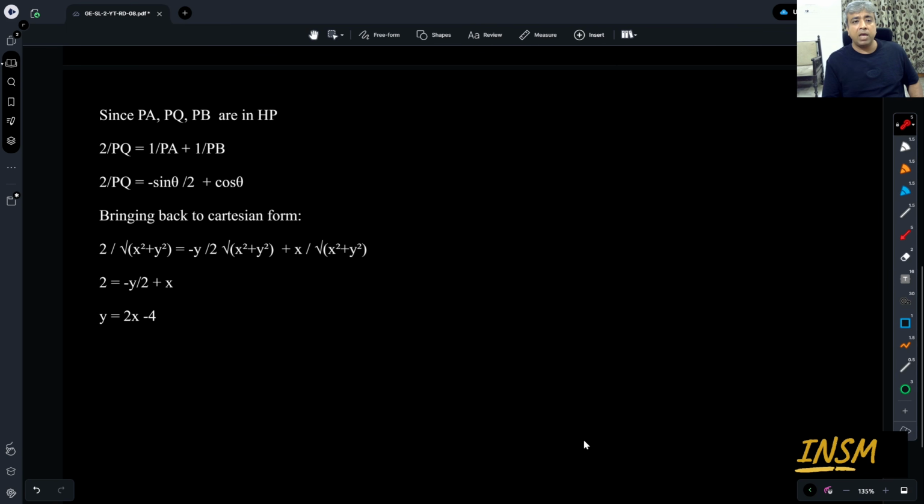So since PA, PQ, PB are in HP, 2 upon PQ should be 1 by PA plus 1 by PB. So 2 by PQ, 1 by PA we put as minus sin theta by 2, and 1 by PB as cos theta, as we got above. Okay. Now next we will directly convert from the parametric form to the Cartesian form.